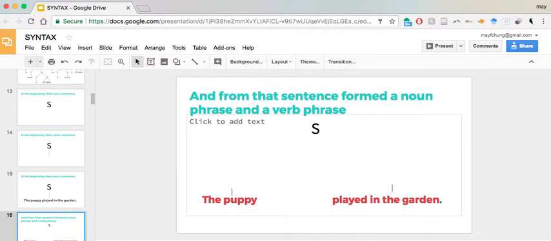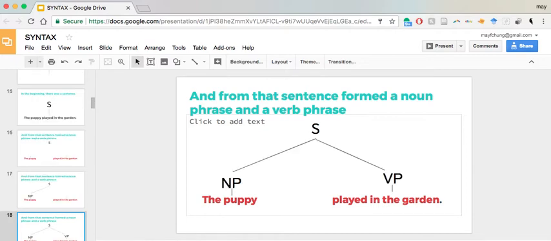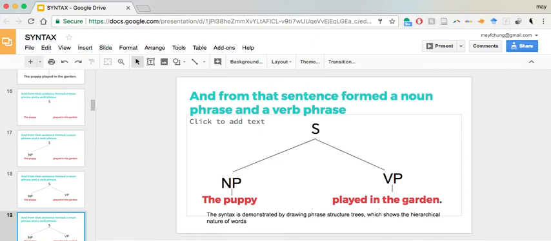What's the noun phrase? What's the verb phrase? I'll give you a hint: every time there's a verb phrase, for the purpose of this PowerPoint, the verb phrase will always be right after you hit the verb. So the verb is played. That's when you know there's a verb phrase, okay? So I would say the puppy would be your noun phrase, and then played in the garden will be your verb phrase. Okay, so from the sentence, you have an NP and a VP. And normally, because we're dealing with very basic sentences, your noun phrase will always be on the left and your verb phrase will always be on your right.